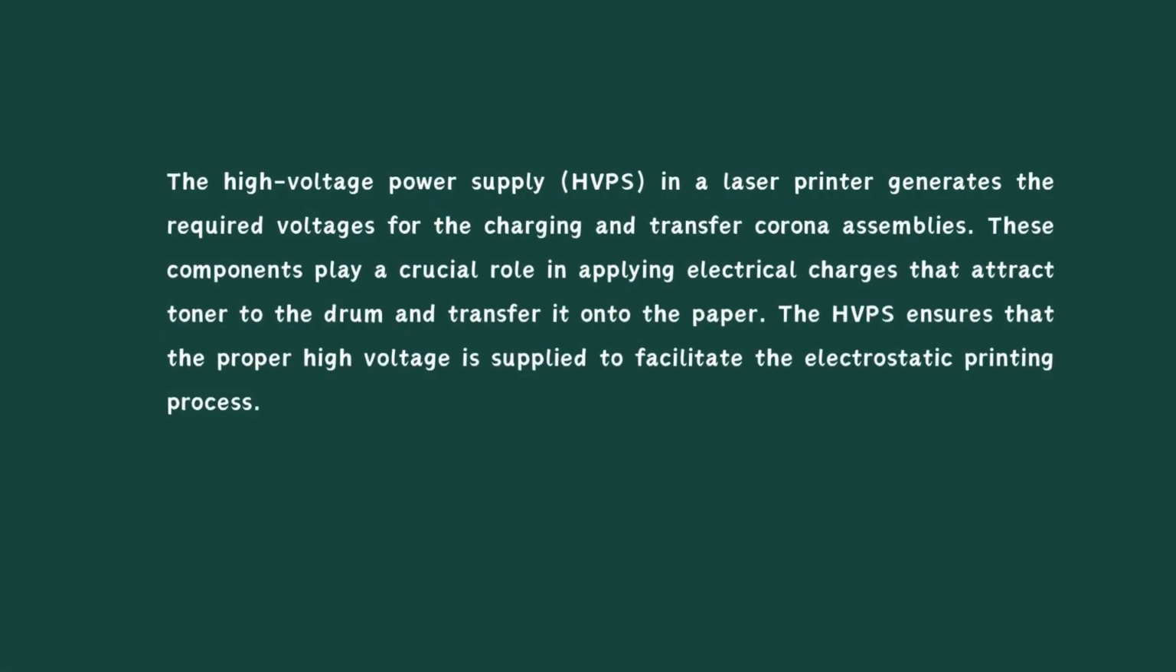The high voltage power supply, HVPS, in a laser printer generates the required voltages for the charging and transfer corona assemblies. These components play a crucial role in applying electrical charges that attract toner to the drum and transfer it onto the paper. The HVPS ensures that the proper high voltage is supplied to facilitate the electrostatic printing process.